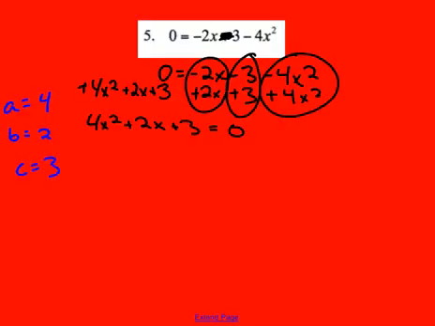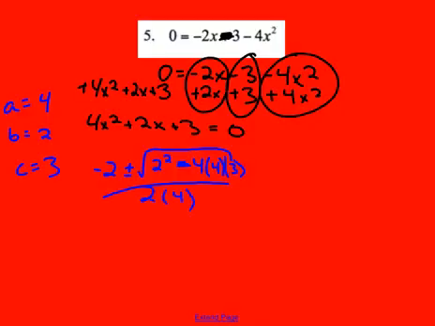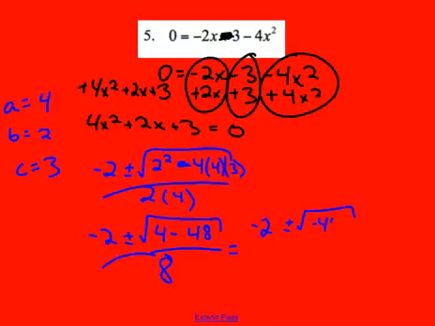Now I can do my formula. I have -b plus or minus the square root of b squared, which is 2 squared, minus 4 times 4 times 3, divided by 2 times 4. If I do that, I get negative 2 plus or minus the square root of 4 minus 48, over 8. I can see already that's going to be negative 2 plus or minus the square root of negative 44, all over 8. Can I do that?